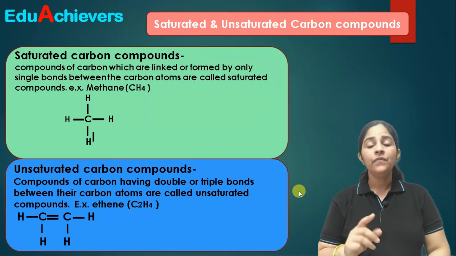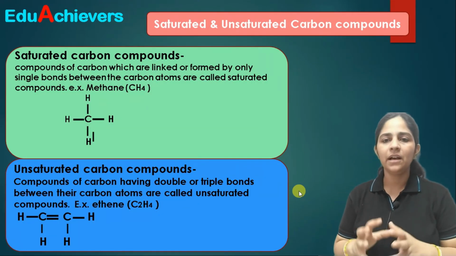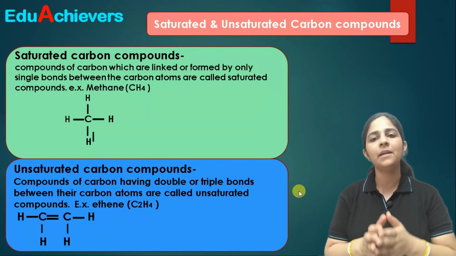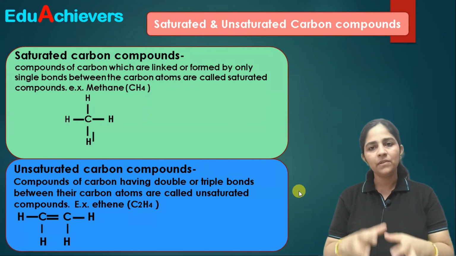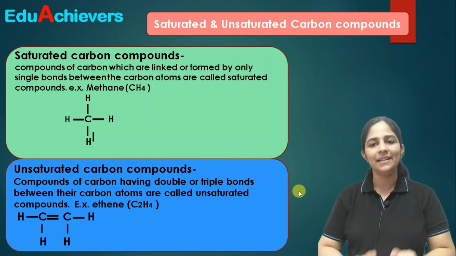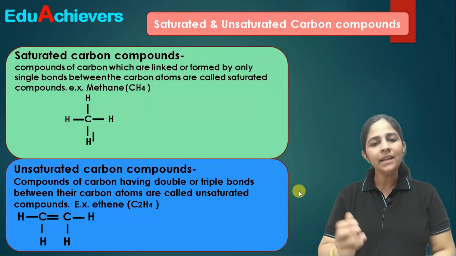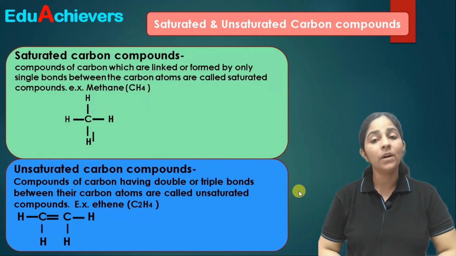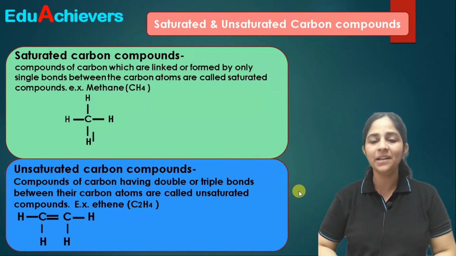Okay. Now first we need to understand which type of bonds are present in that particular compound. Accordingly, we can divide the carbon compounds into these 2 categories. These are saturated and unsaturated carbon compounds. Now, what are saturated, what are unsaturated?